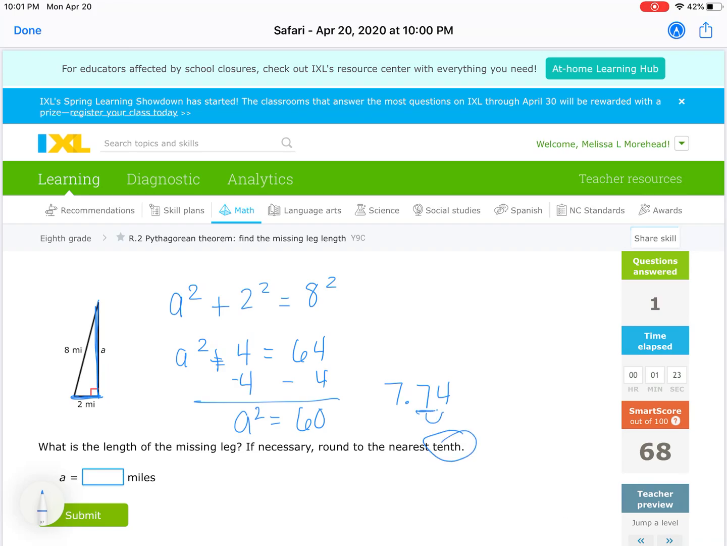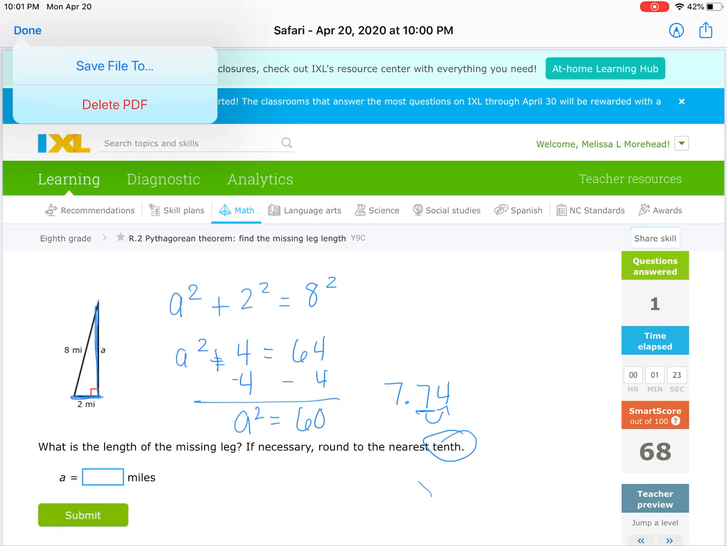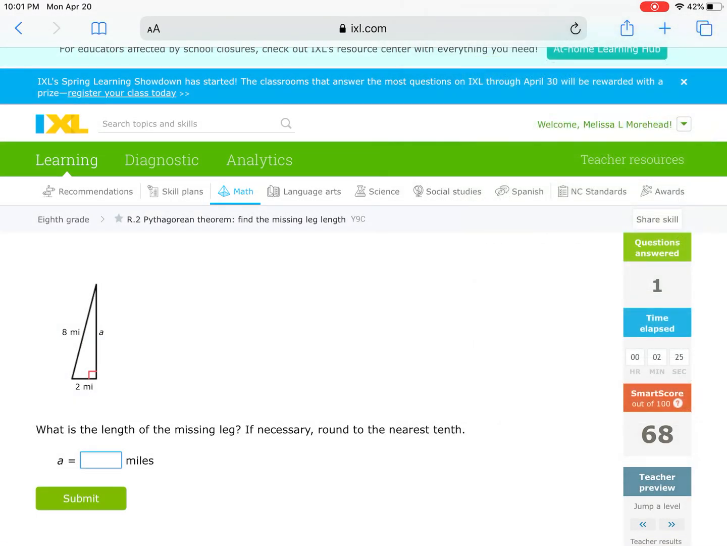This is my tenth. Go next door. If it's 4 or less, we're going to let it rest. So it's going to be 7.7. That's your final answer.